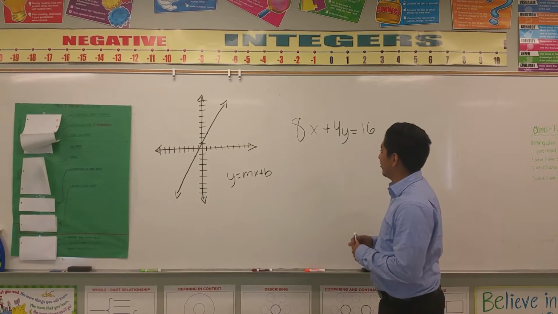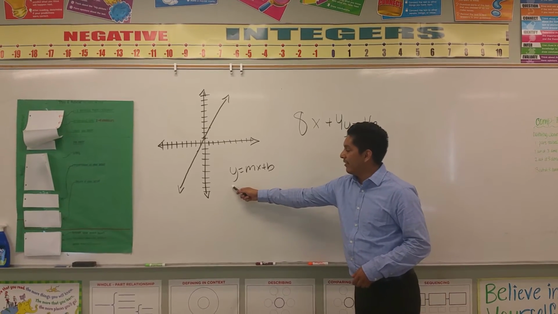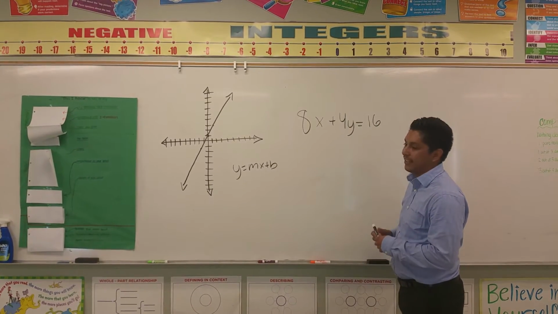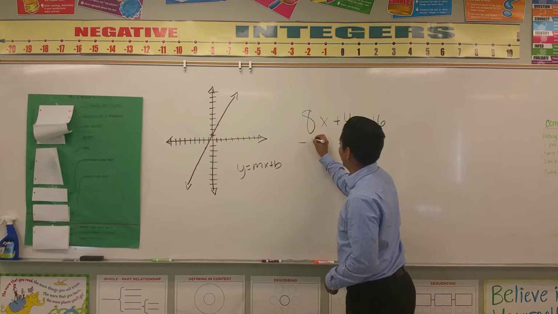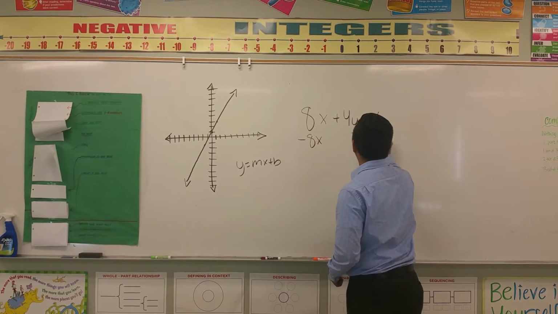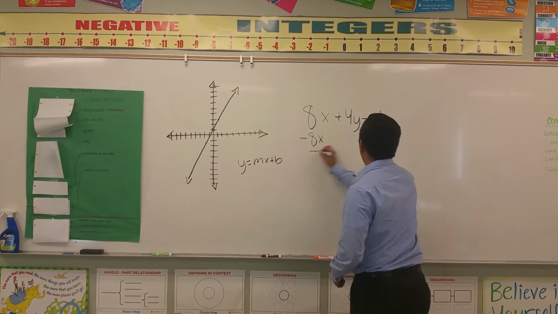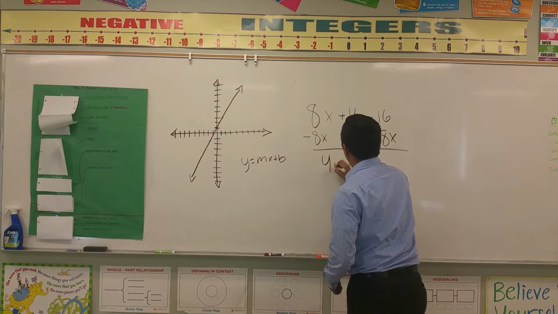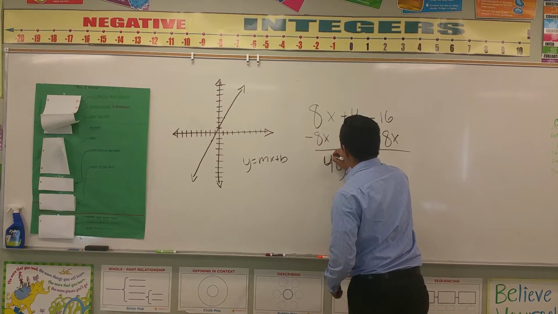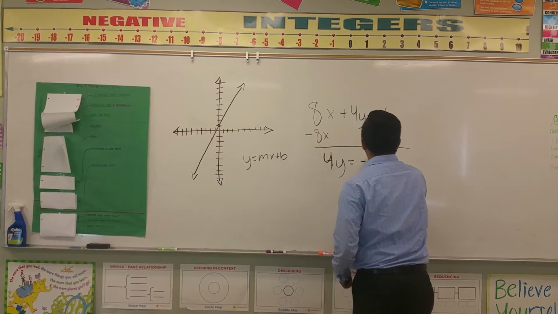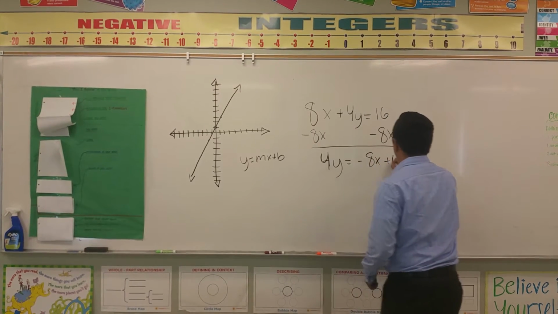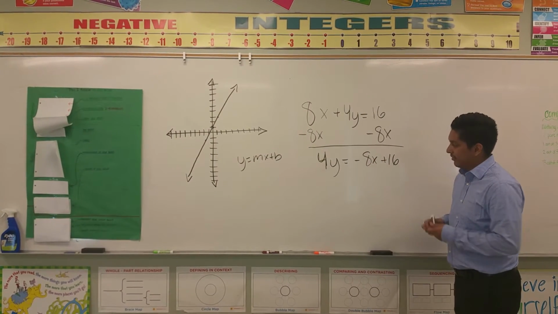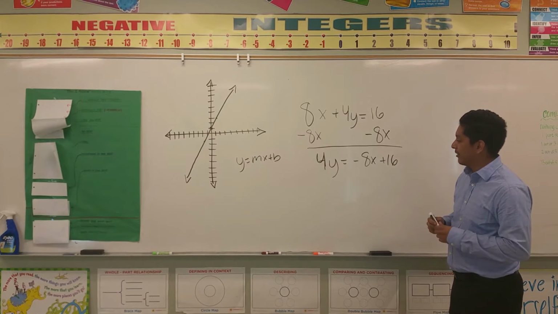And what we're going to do is try to get y by itself on the left-hand side. So first we're going to subtract 8x, and we're going to have 4y equals negative 8x plus 16.